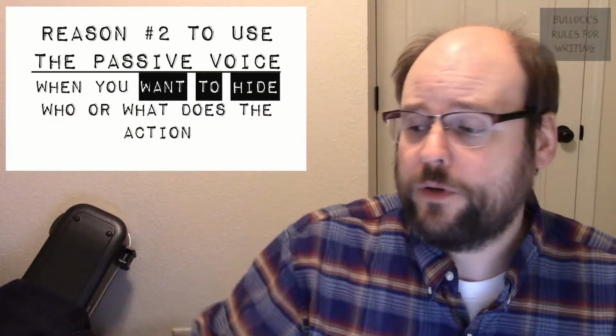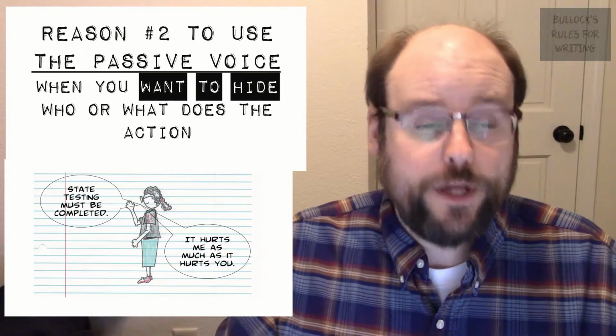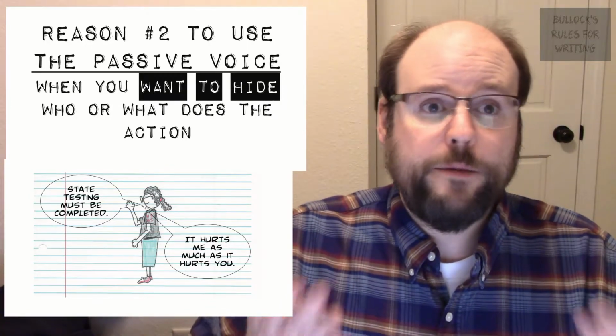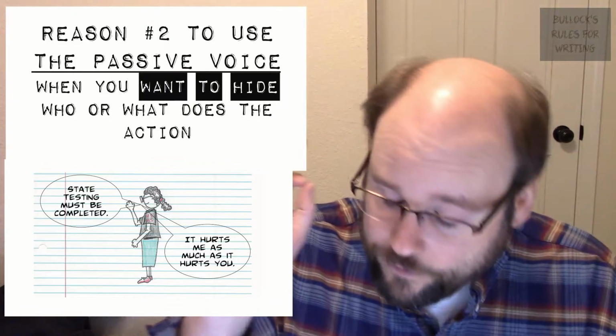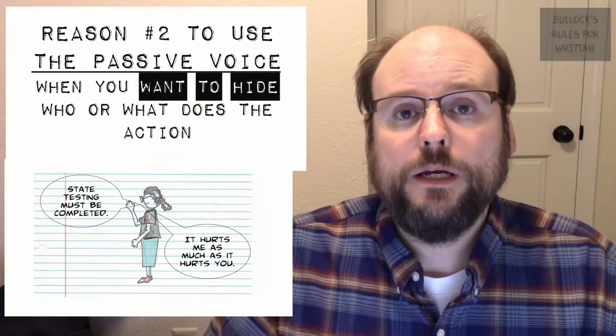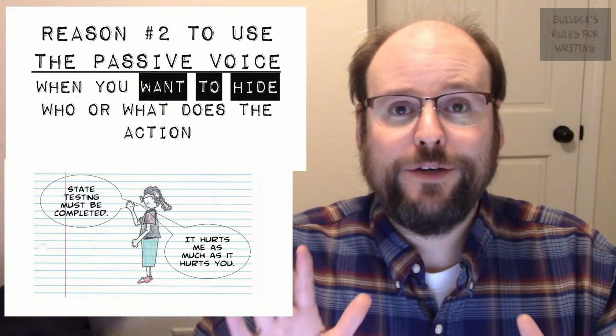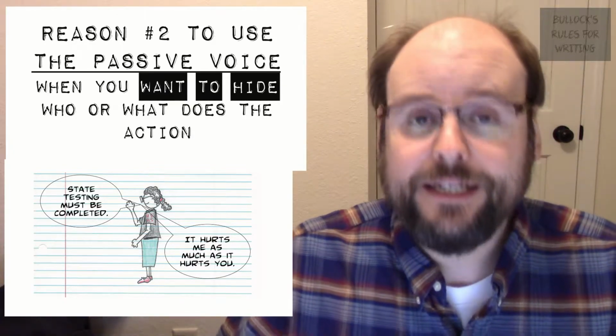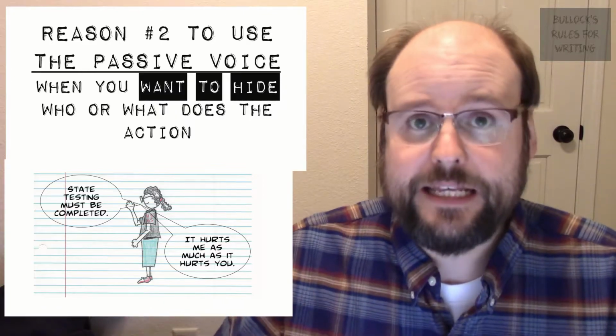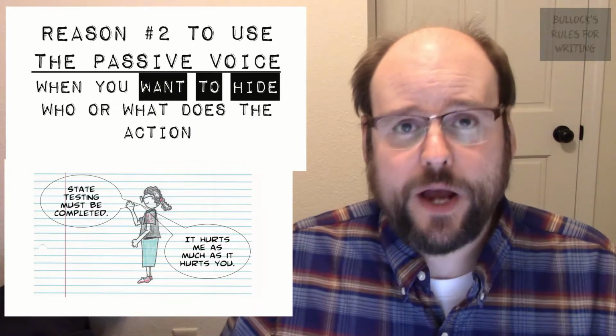But maybe you are also in a position where it's important to hide. So it's not that the person is unknown, it's that we don't want it to get out there who it actually was or what it actually was. So that's reason number two. Use the passive voice when you are literally trying to hide the person or the thing that did the action. Now you've got to be careful on this one, because anytime you use the passive voice to hide the subject that actually did the action, it raises a giant red flag.